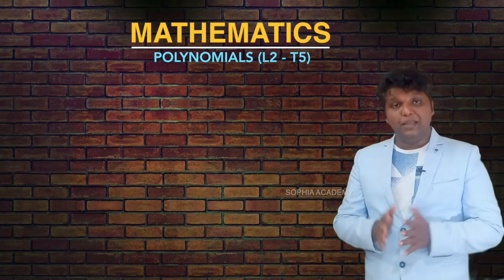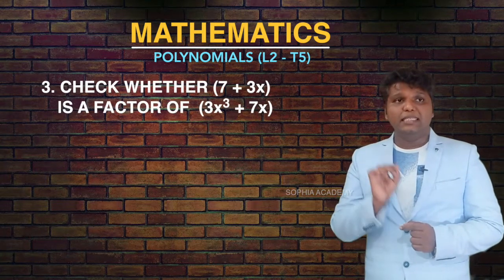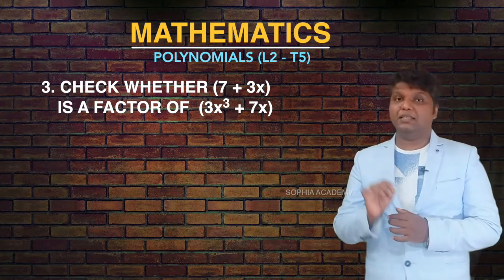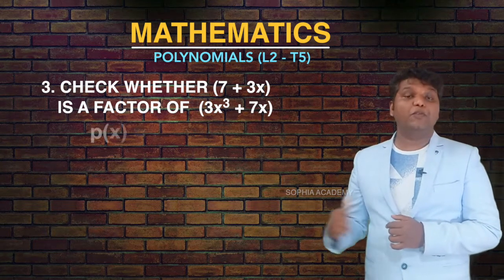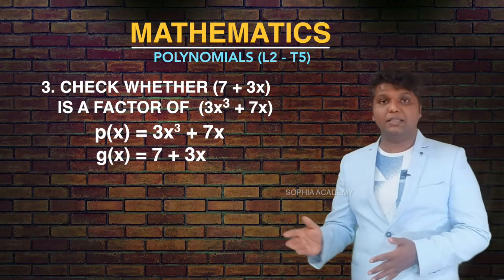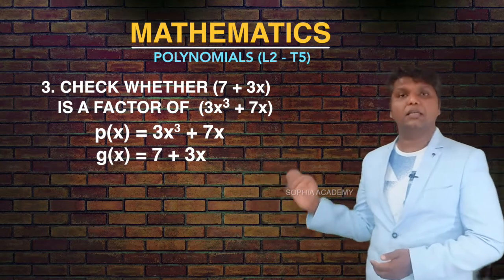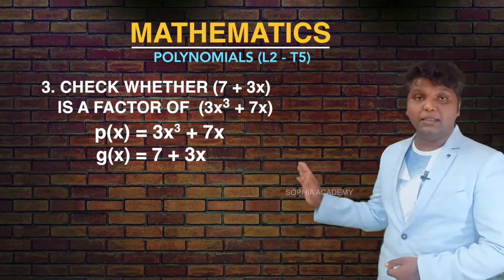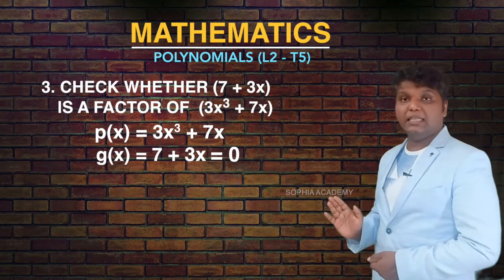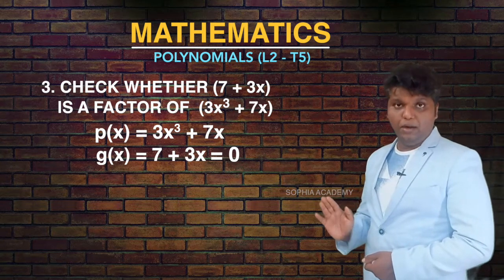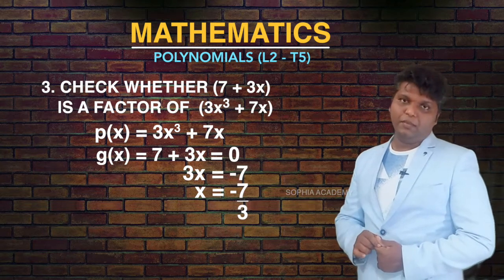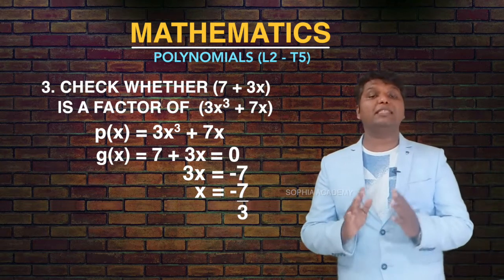Main question number 3. Check whether 7 plus 3x is a factor of 3x cube plus 7x. So p of x is given, 3x cube plus 7x, and g of x is 7 plus 3x. Let us equate it to 0. 7 plus 3x is equal to 0. Therefore 3x is equal to minus 7, x is equal to minus 7 by 3. So you have to find p of minus 7 by 3.